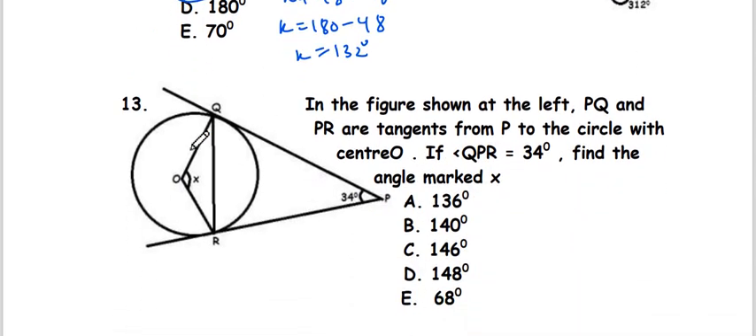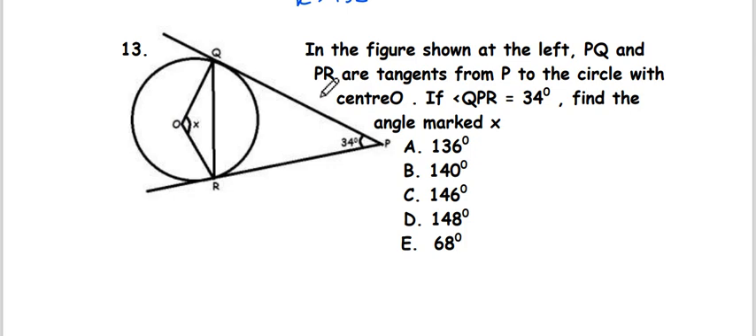Number 13, in the figure shown at the left, PQ and PR are tangents from P to the circle with center O. If angle QPR is 34, find the angle marked x. This is tangent from an external point. So let's draw an imaginary line like this, dividing these two angles. If this is 34, that means this is 17. This is also 17. Now this angle is 90. This angle is 90, because a straight line drawn from the center of a circle to touch a tangent is at right angle to the tangent.